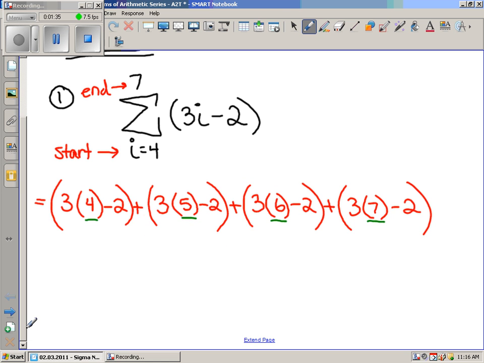I'll teach you a shortcut here and there, but just write it out, and then 3 times 4 is 12, and 12 minus 2 is 10. 3 times 5 is 15, and 15 minus 2 is 13. 18 minus 2 is 16, and 21 minus 2 is 19. Right? It's arithmetic. Yeah, it is arithmetic, because the difference between each one is 3. I think is it 58 or 56? There you go. That's it.